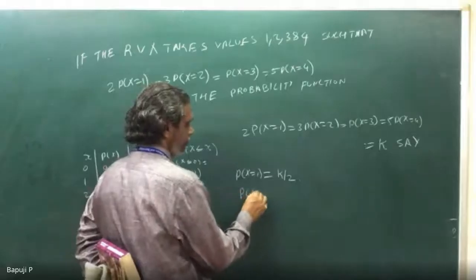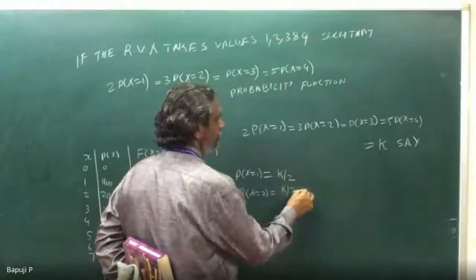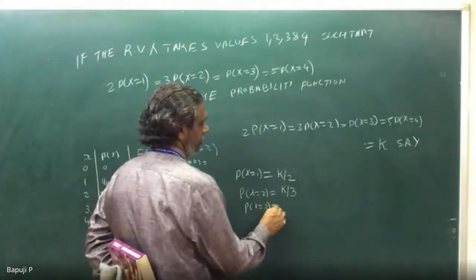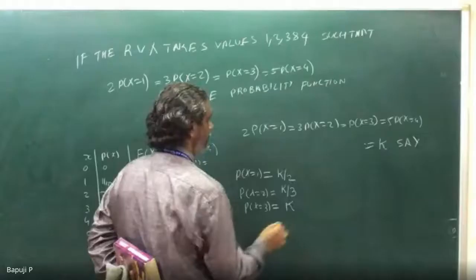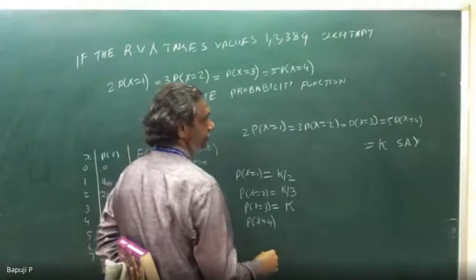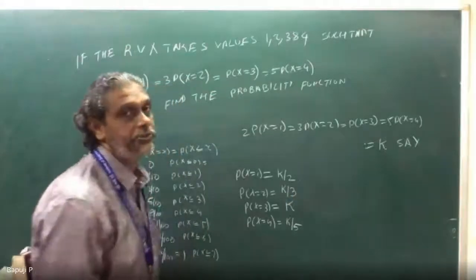Probability x is equal to 2: k by 3. X is equal to 3: k. Very good. X is equal to 4: k by 5. Now the story will start.